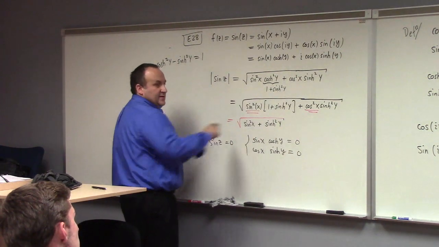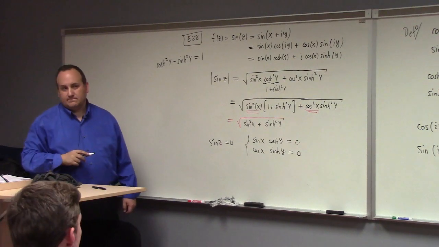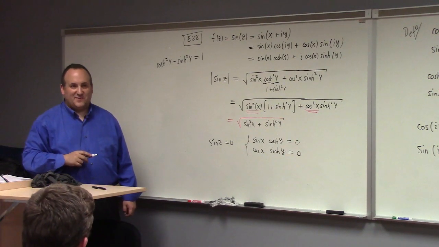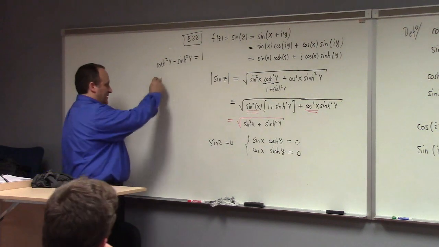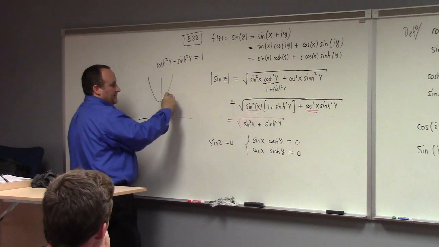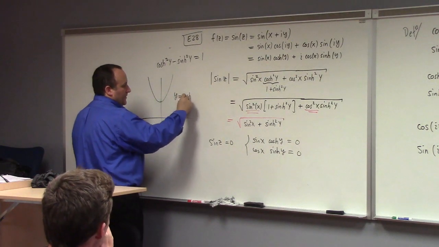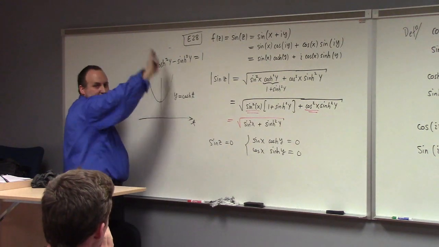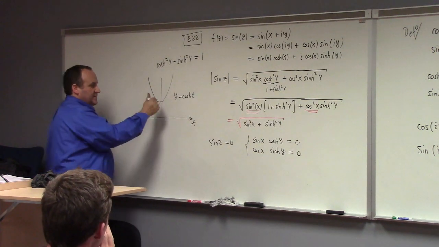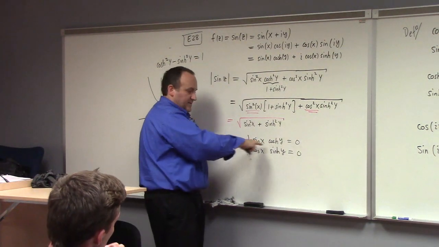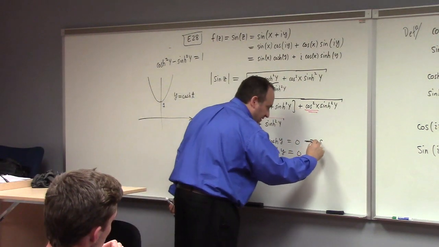Look, cosh y, is cosh y ever 0? You guys know what cosh y is? No, yeah, that's a problem. You've got to figure that out. So this is cosh of t. It's like a parabola that goes up from 1. Its smallest value is 1. It's never 0. Cosh of y is never 0. So this implies sine of x is 0.